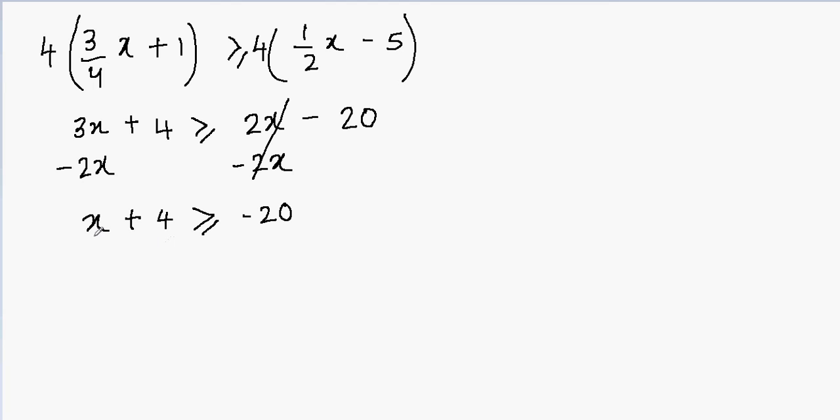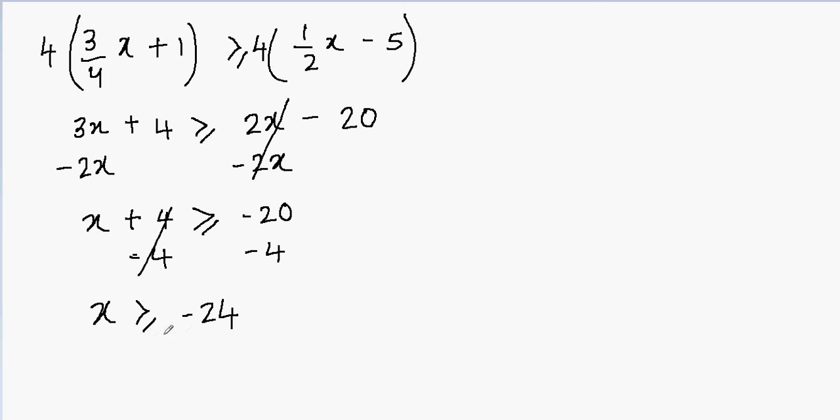Now, I want x by itself, so I want to remove the positive 4 from the left-hand side. So I subtract 4 on both sides of the inequality to balance it. Positive 4 and negative 4 cancel each other out. On the left-hand side, I have x greater than or equal to negative 20 minus 4, which gives me negative 24. Now, this is our final solution: x is greater than or equal to negative 24. That means all the values of x will be greater than or equal to negative 24.